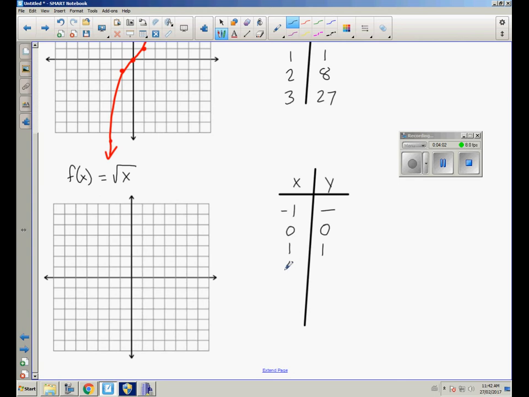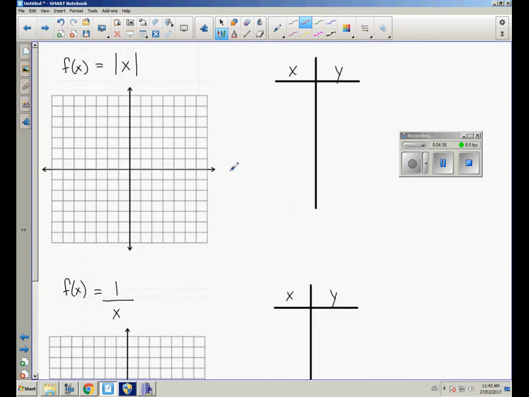Square root of 1 is 1. I'm going to pick some easy values here. Square root of 4 is 2. Square root of 9 is 3. So this graph is going to start right here. Once we go up to x is equal to 4, y is equal to 2, and 2, 3, 4, 5, 6, 7, 8, 9. y becomes 3 around this point. So there's a square root function.